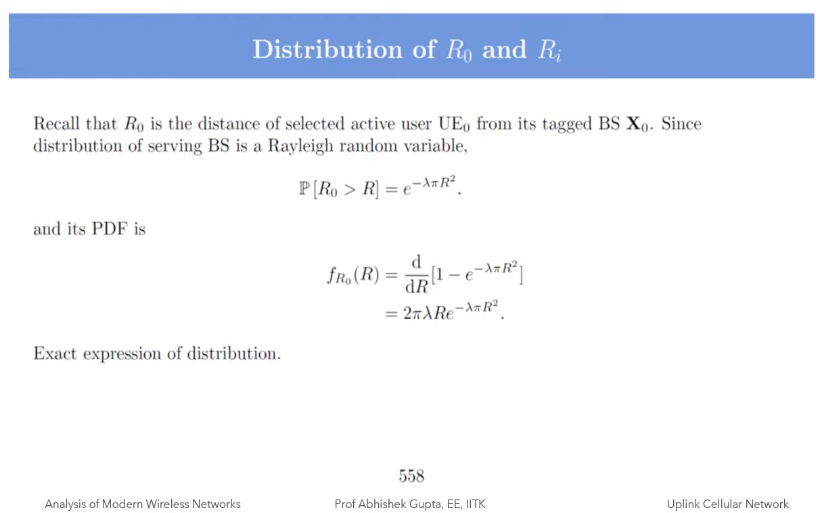It is the same as we have computed before. The distance between X0 and UE0 is more than R. It means there is no base station in the ball of radius R. So this will be given as: probability that R0 is greater than R is equal to e to the power minus lambda pi R square. From this we can compute the distribution. So this is the exact distribution.